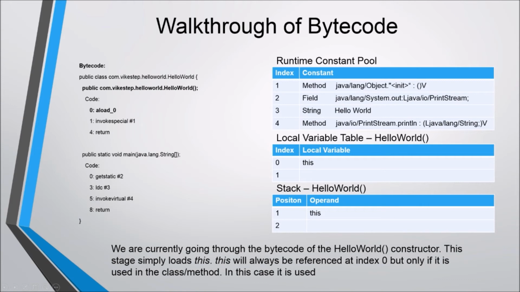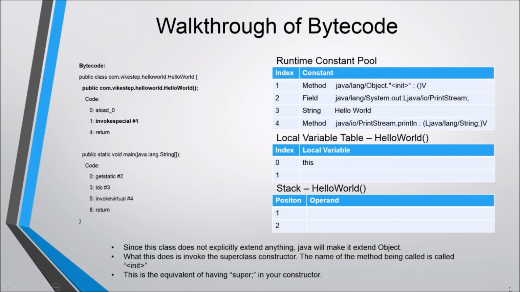First off, in the constructor, we're going to load this to the stack, which will be put in position 1. The reason it loads this is because we're using aload 0, which will load this, which is in the local variable table at position 0. Then we're going to use invokespecial, which we talked about earlier. Please notice in the instruction you've also got invokespecial number 1, and you can see in the runtime constant pool we've got a reference to a method which is java/lang/Object.init, and after that we've got something called a descriptor, which we'll cover a bit later.